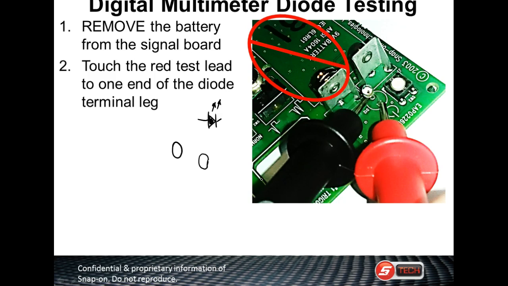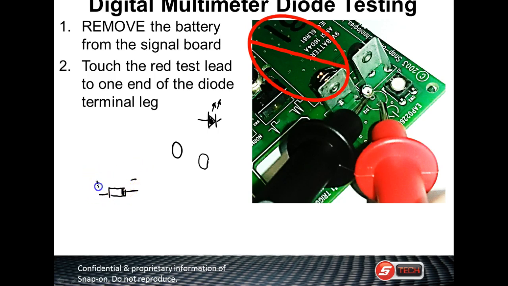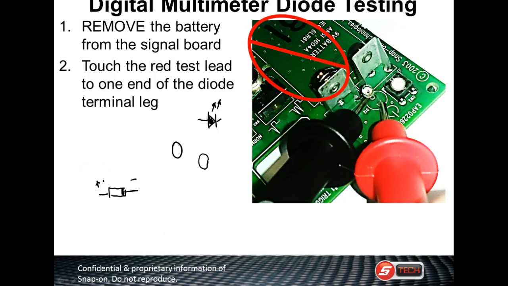And what you'll notice, there's a black line on one side. That's the cathode. So to check this thing, you put your black lead toward that black line, and you put your plus lead on the other side, and it's going to read around 6 to 7 tenths of a volt, which is standard for most diodes.